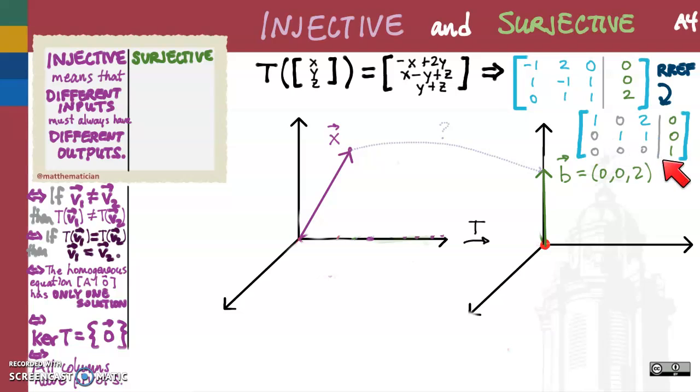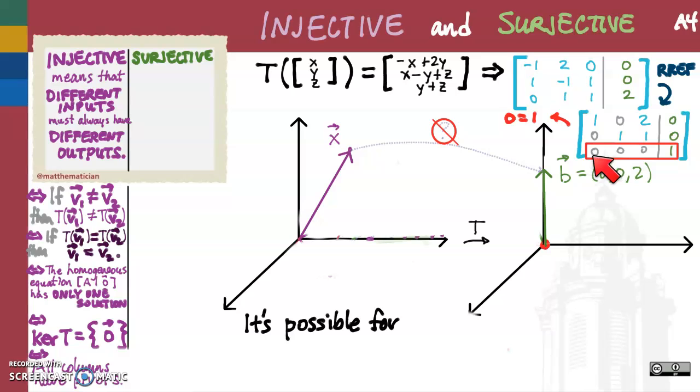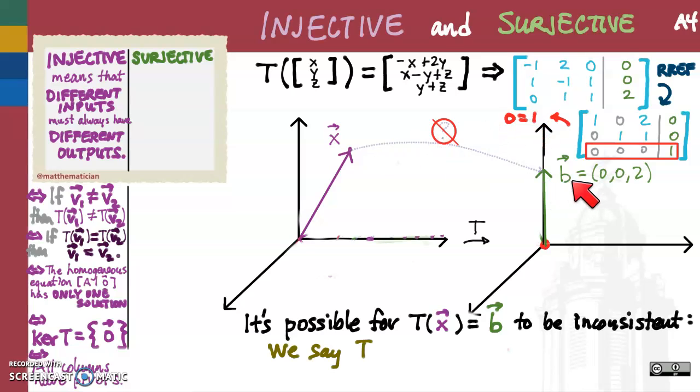Well, the reduced row echelon form does its work. We take a look at that last row, alarm bells go off. This last row is the equation 0 equals 1, which is a contradiction. Therefore, this particular b, right-hand side, does not give us a consistent equation. There is no x vector in the domain for which T of x is equal to this b, 0, 0, 2.